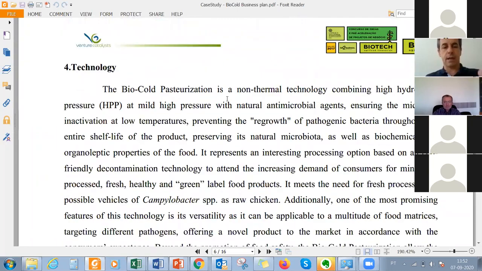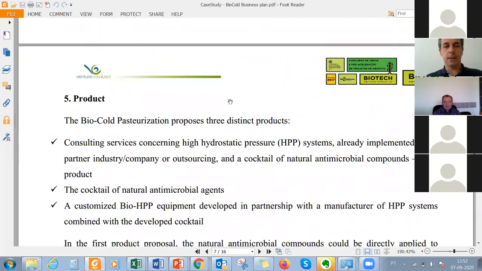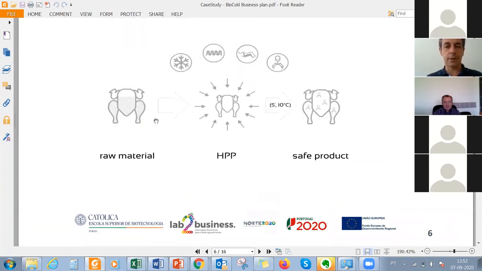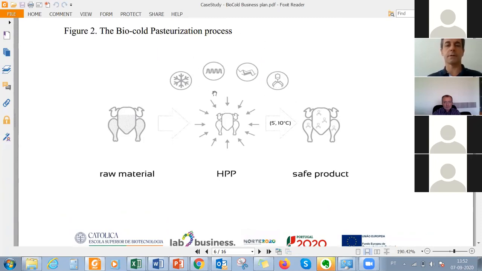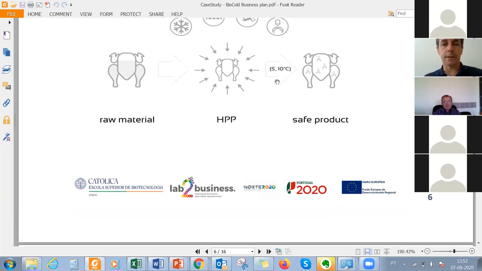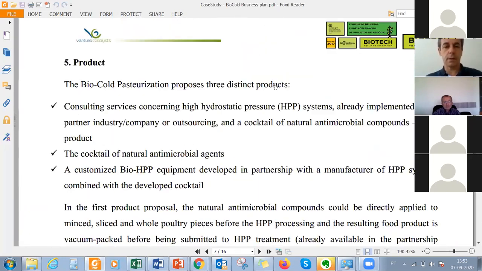So what is the technology? It includes HPP, you know, high pressure process. They also include some use of some materials of cold and of some materials that could be inhibitors of contaminated processes, I believe.